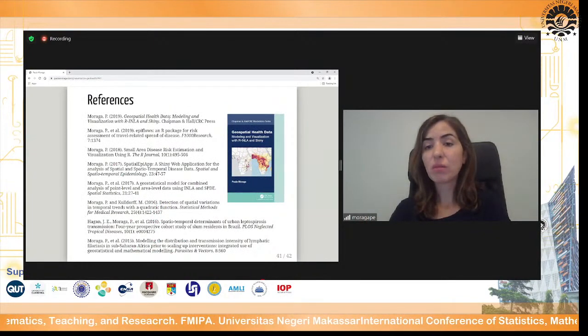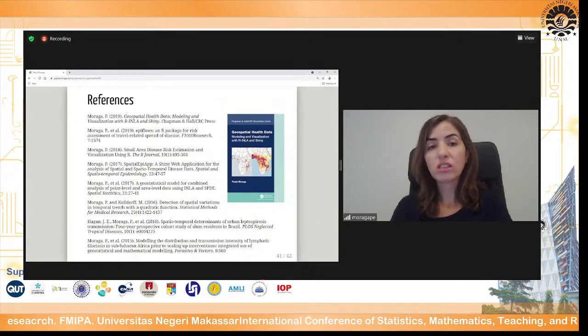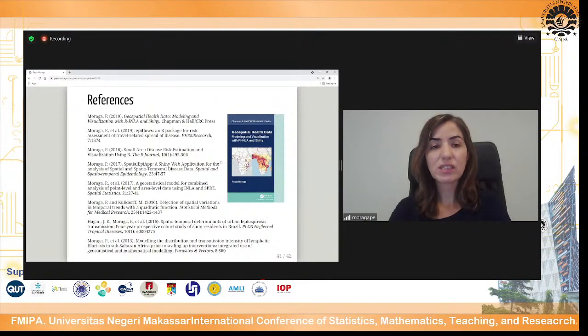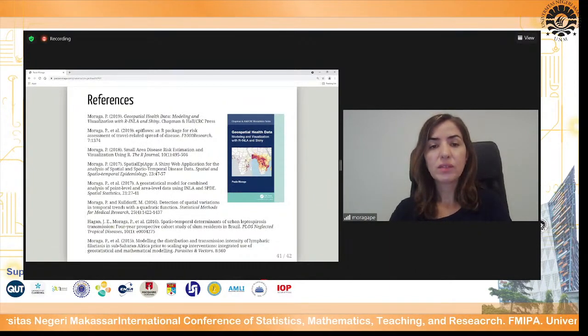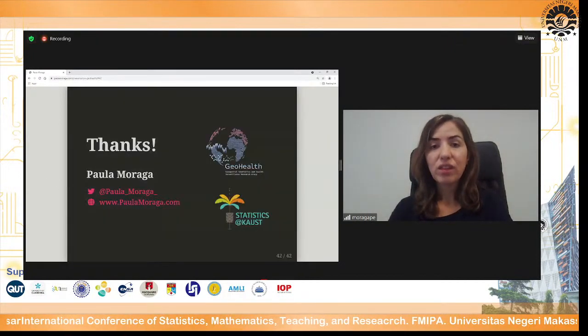Here, there are some references. The Spatial Health Data book, if you're interested in learning how to fit spatial models for disease mapping and also for other applications in ecology, criminology, or any other discipline that uses spatial data. Then there are several references for statistical methods and software, and also applications in health and environment. And that's it. Thank you very much.